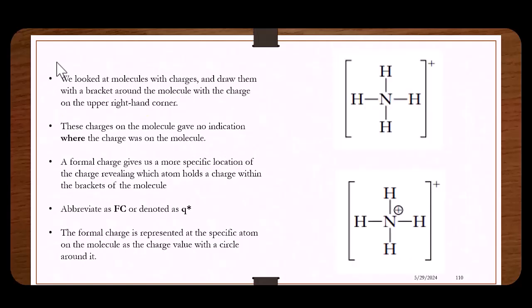We looked at molecules with charges and drew them with brackets around the molecule with the charge in the upper right-hand corner. The charge on the molecule gave no indication where the charge was in the molecule. A formal charge gives us a more specific location of the charge, revealing which atom holds the charge within the brackets of the molecule. A formal charge can be abbreviated as Fc or denoted as Q star. The formal charge is represented by a charged value with a circle around it and placed by the atom it represents within the molecule. So this charge represents the entire molecule, and this charge represents the hypothetical charge on the nitrogen atom.